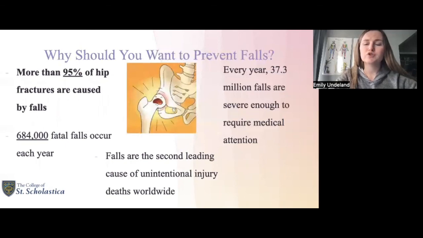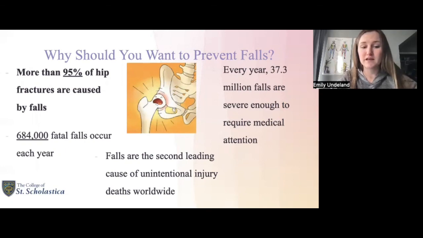So why should you want to prevent falls? A huge reason why preventing falls is important is because over 95% of hip fractures are due to falls. And we all know that hip fractures are painful and take a long time to recover from. 684,000 fatal falls occur each year, making it the second leading cause of unintentional injury, second to car accidents. Most falls are not fatal.